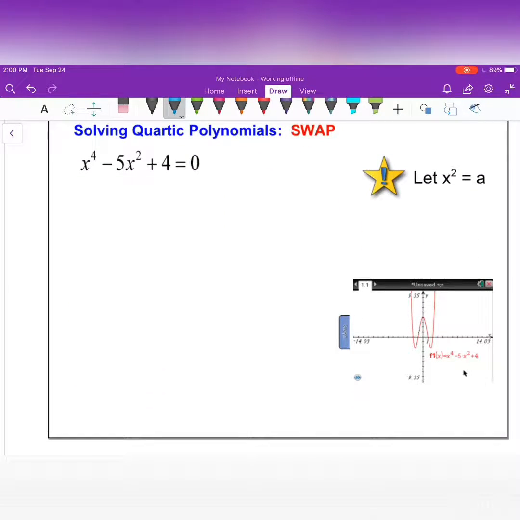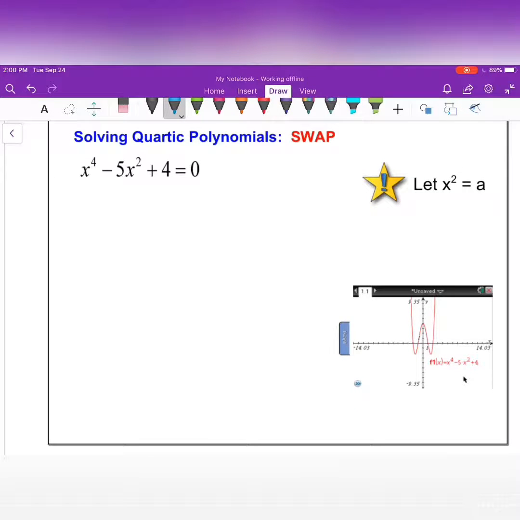So next we have that swap technique, which was sort of interesting here because you had to change x to the 4th to x squared because you're letting x squared be a. Minus 5a plus 4 equals 0. Again, it's equal to 0, so that's good. Quick x box we'll see, have to multiply to be 4, add up to be -5. So -4 and -1 should work there.